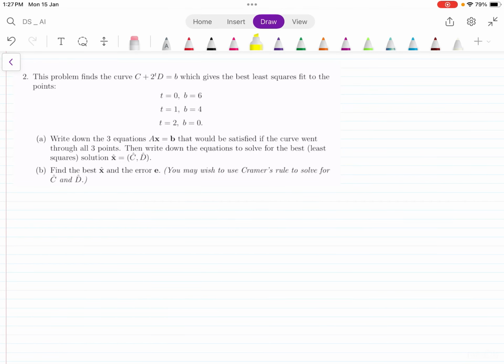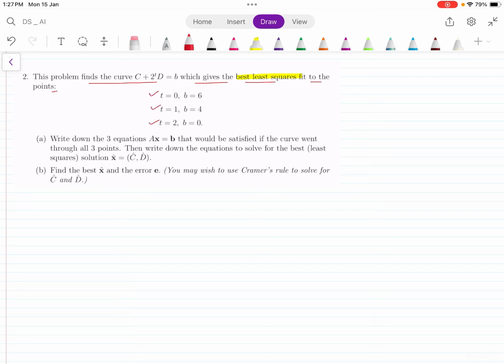Okay, so let's look at this question. This question is basically on the best fit, right? So we have been given this curve. Let me read it out. The problem finds the curve which gives the best least square fit to the points. So these are the points.